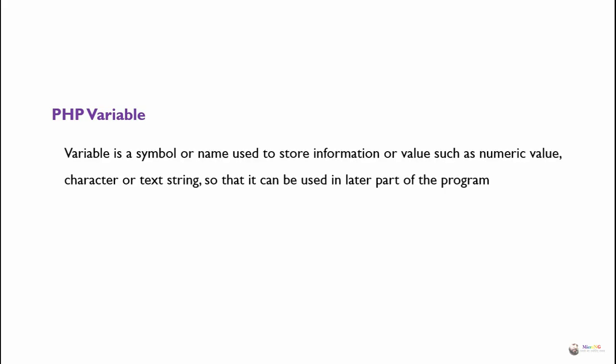A variable is a symbol or name used to store information or a value, such as a numeric value, character or text string, so that it can be used in a later part of the program.